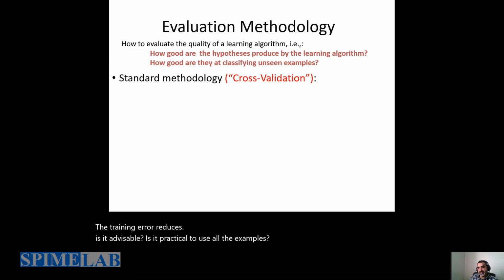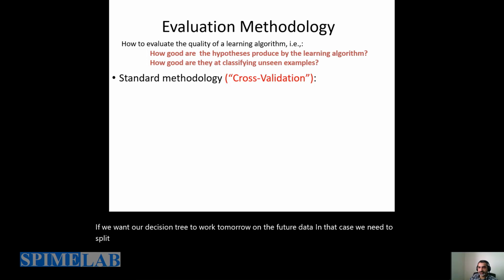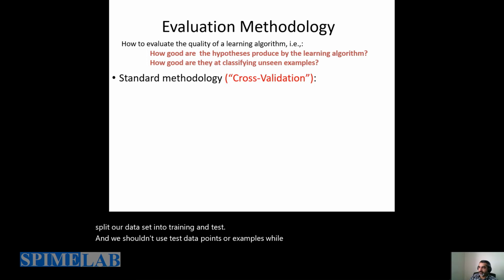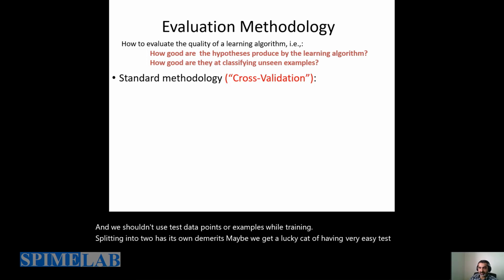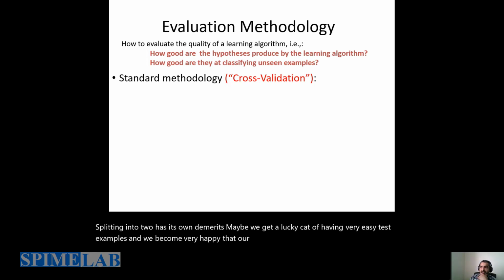If we want our decision tree to work tomorrow on future data, then we need to split our data set into training and test, and we shouldn't use test data points or examples while training. Splitting into two has its own demerits. Maybe we get a lucky catch of very easy test examples, and we become very happy that our decision tree is very good. But in practice, when we deploy it in future, it may produce bad results.